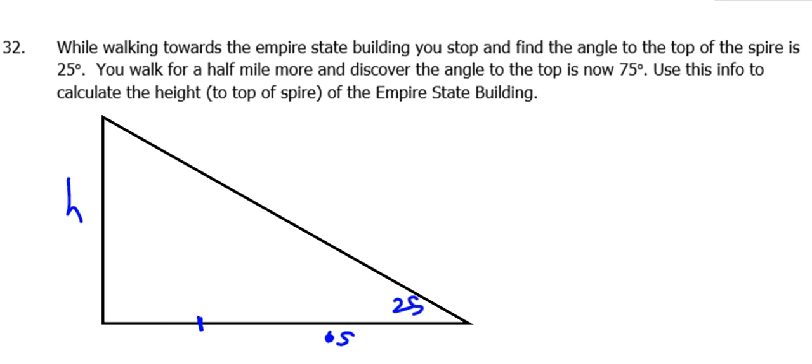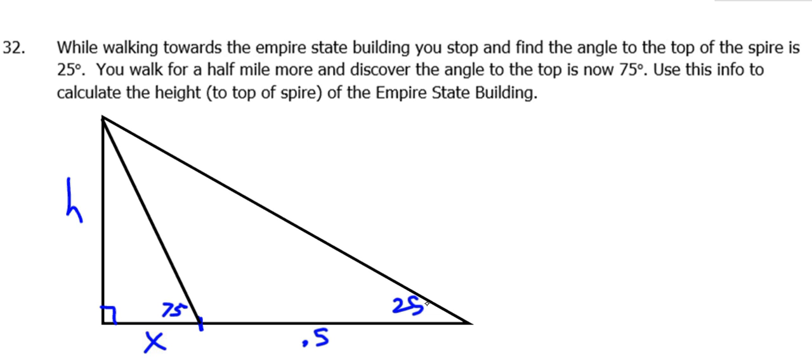You walk, and now when you look up, it's a 75-degree angle. We don't know how far away we still are. We can call that x. And we need to make up two equations now that use these two triangles.